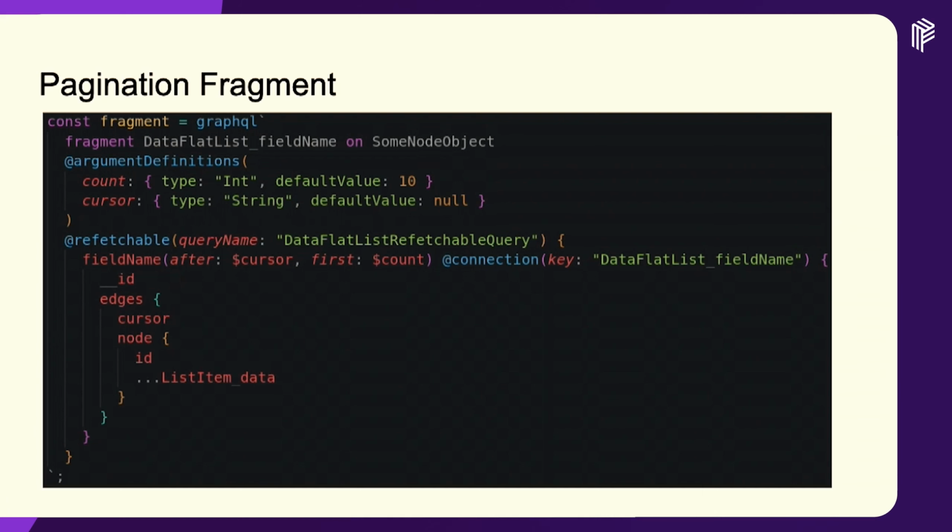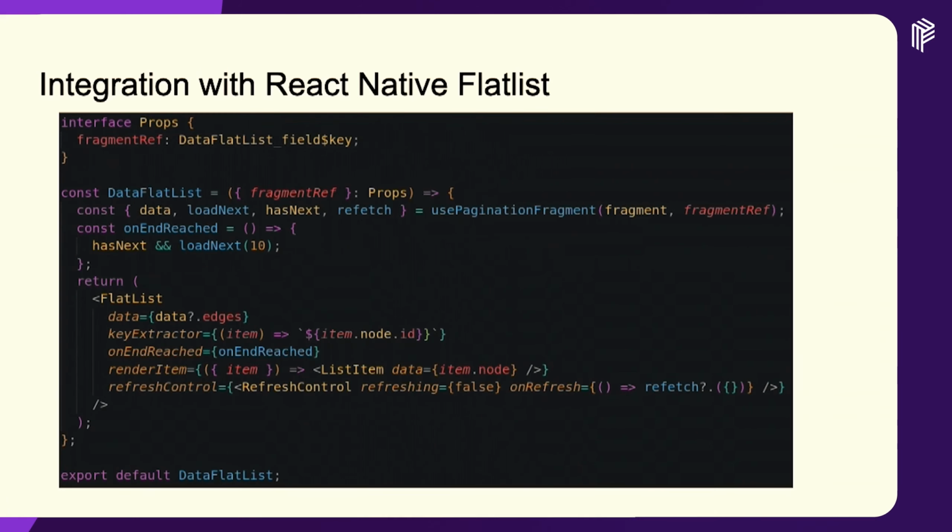So once you have your fragment written like this, you use pagination fragment from Relay. You pass it the fragment, you pass it the fragment ref, which is just the parent QL object. And the load next function knows what it has to do: it has to get the end cursor and pass it into the after field. It just works. You just pass in the amount you want to load next, and it knows to get the last cursor and put it into the after field.